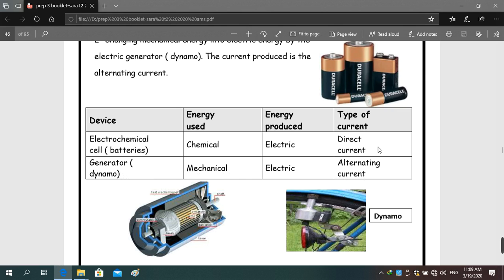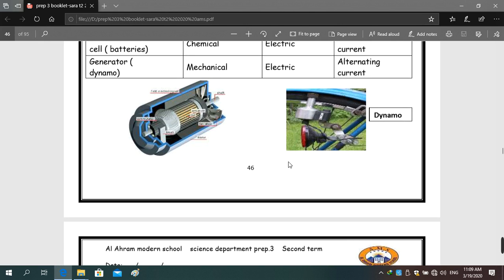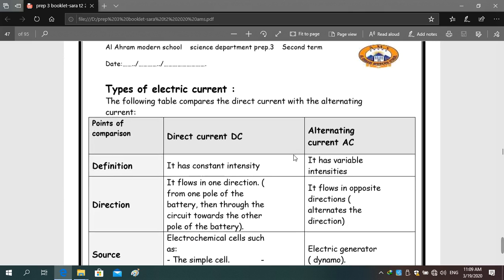What is the difference between direct current and alternating current? We will study it now. These figures represent types of dynamos, like a small dynamo here in the bike, and this is maybe a larger dynamo used in some machines. We have 2 types of electric current that we mentioned before. Type number 1, direct current or DC. Type number 2, alternating current or AC.